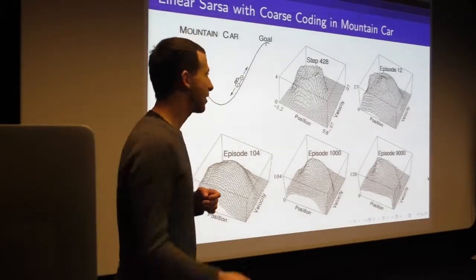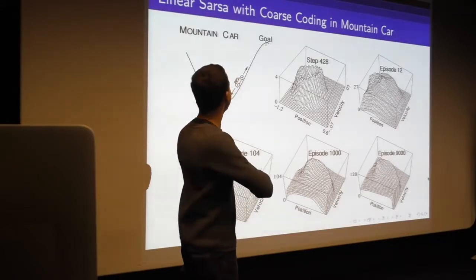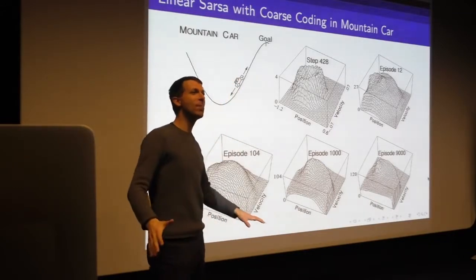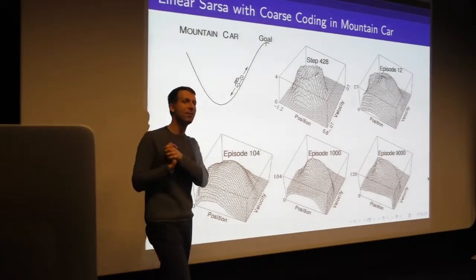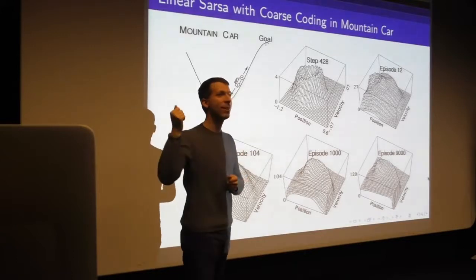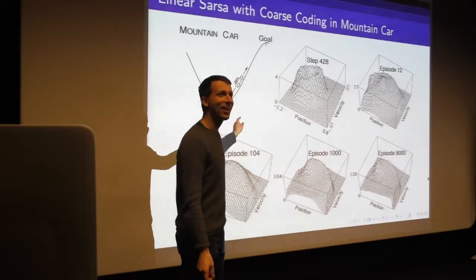Okay, let's do an example. There's been a lot of slides without getting concrete. So this is probably the most widely used example in all of reinforcement learning. If you were to pick up a random paper on reinforcement learning, there's a very good chance it would have this mountain car problem in it.